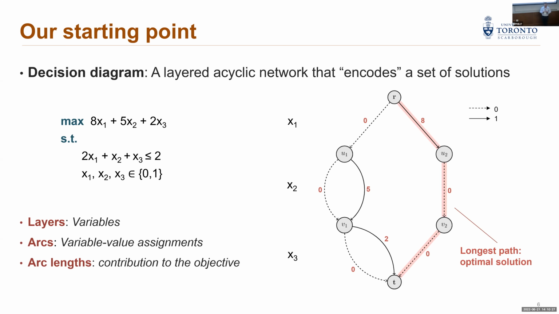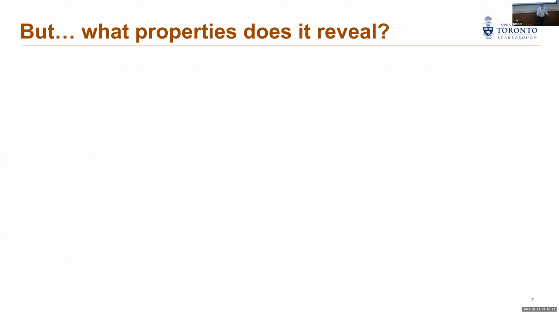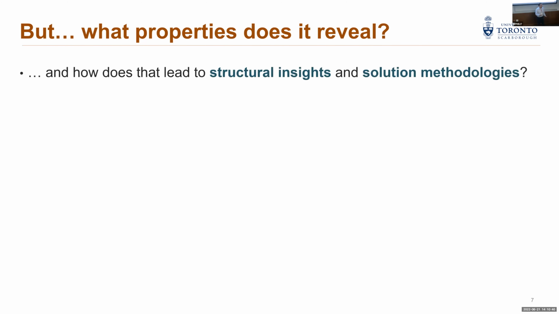Good. So this is the base that we're going to build on. All right, great. But what type of properties does this reveal, right? How can I exploit, how can I leverage this network to actually learn more about problems? And this is essentially what we're going to do today. This is going to be our journey, right?